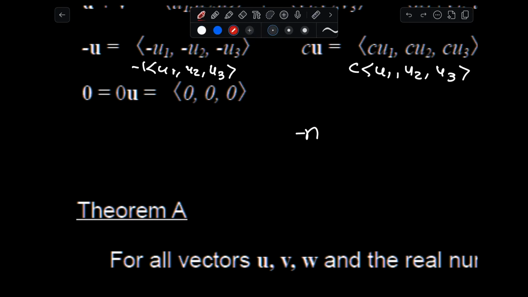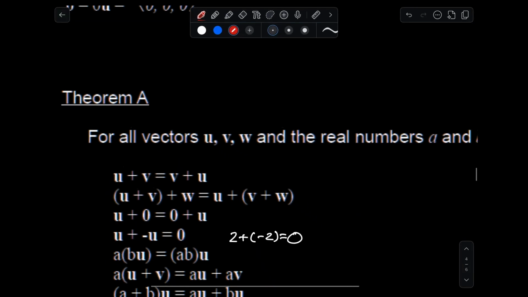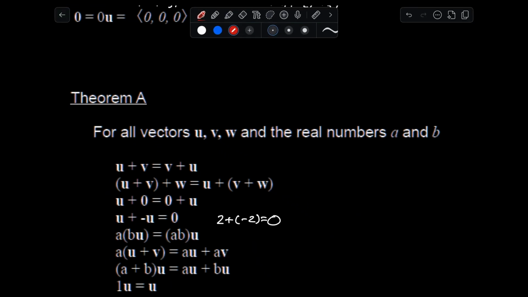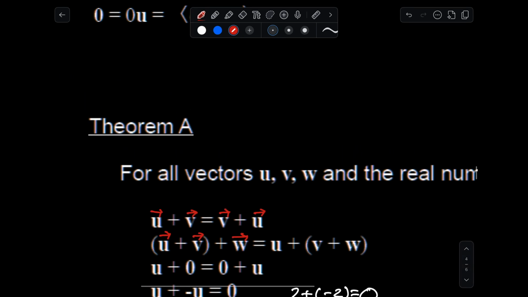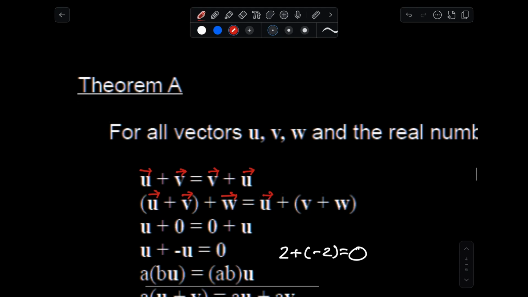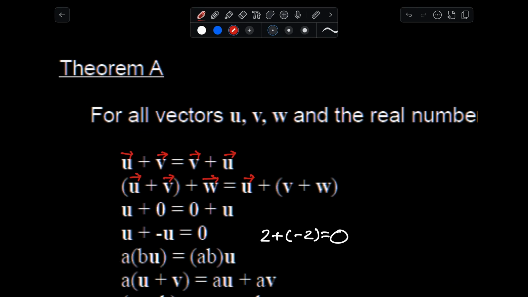And a theorem that's going to be very applicable for vectors is the one below right here, where we have, for all vectors u, v, and w, and the real numbers a and b, this is just going over the commutative and associative properties for vectors. I'm just doing this real quick, because regardless of how you add them, it's all going to come out the same, right?